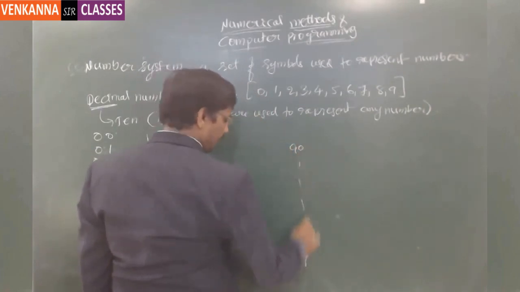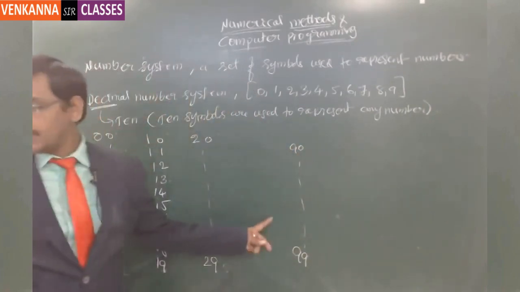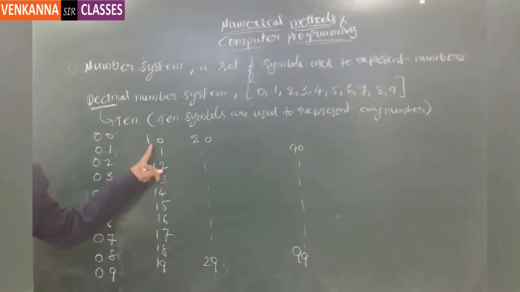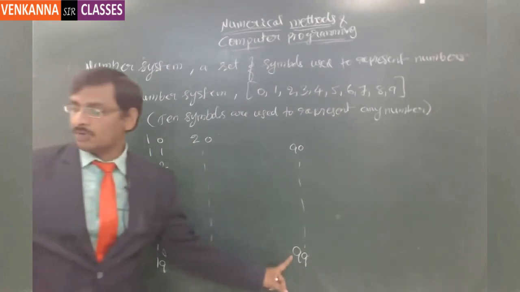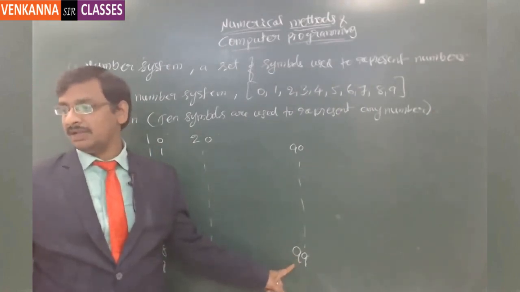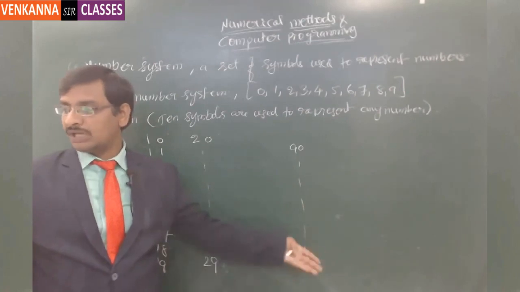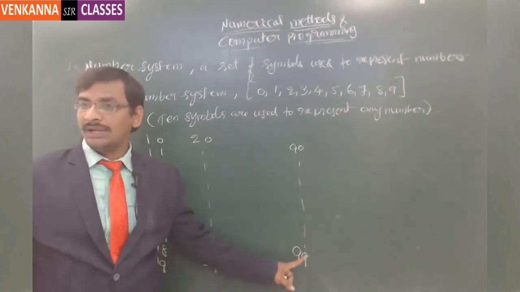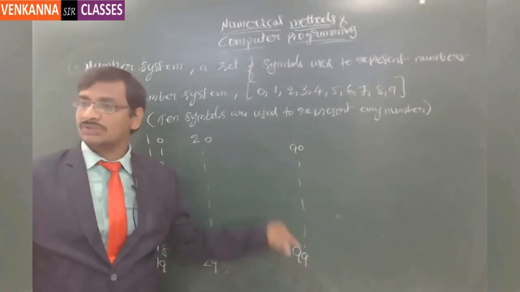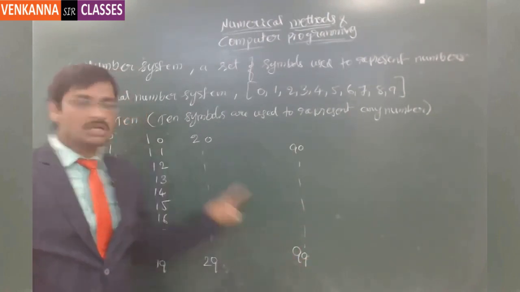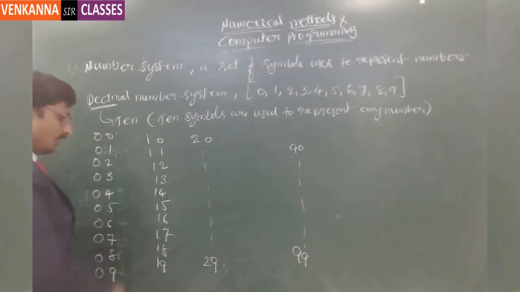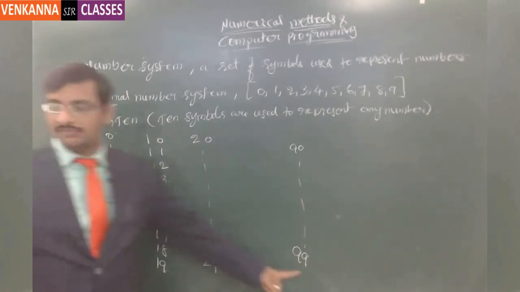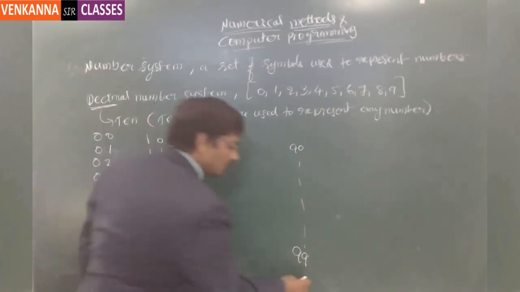After that, in this particular position, I have used all the symbols available, 0 to 9. The last number I got here is 99. If I want to increment again, then 9 becomes 0, because after using all the symbols I start using the same symbols again. So I have to start with the first symbol again, which is 0.